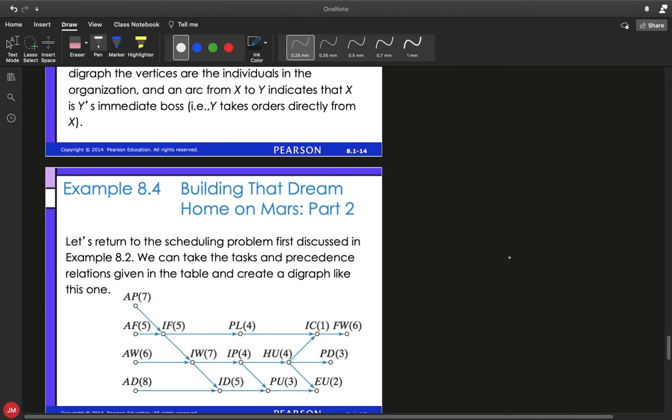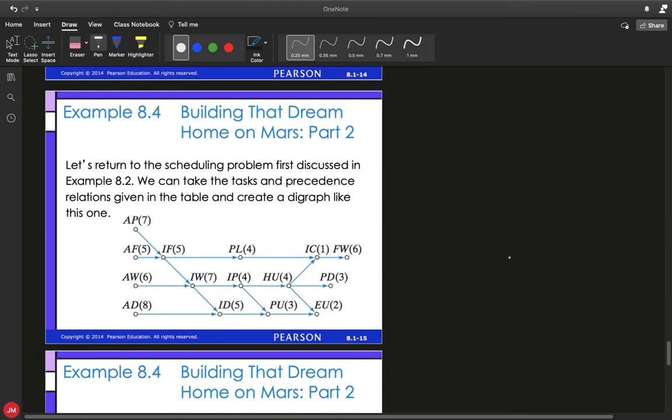So let's wrap around back to that example that we talked about at the end of 8.1, which is where we're going to build that dream home on Mars. Remember, we had that big long task list of all of these different tasks that were incident to or incident from other tasks. They all had different build times. And it's going to actually be a lot more helpful to think about them in terms of a digraph. In fact, here is an example of what that digraph would look like.